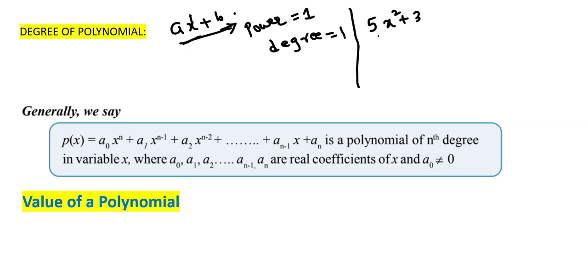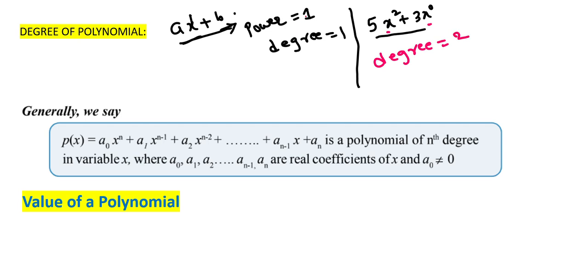Now take one more example, 5x square plus 3. If you take this polynomial, look at the highest degree. Here 3 is 3 x power 0. Comparing the powers, the highest power is 2. So that we call the degree. The highest exponent is the degree.